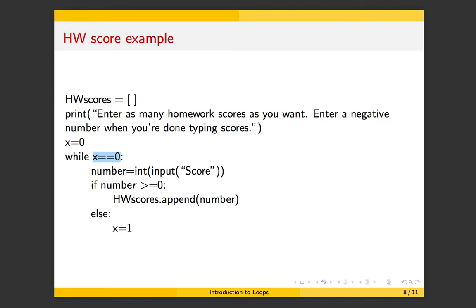And then once you go inside the loop, what does it say to do? You grab a number from the user. They give you a score. If that score number they gave you is 0 or bigger, you're going to throw that number into the homework scores list using the append function. Otherwise though, right, what if it gave you a negative number? Then you change the value of x to 1, and suddenly this statement's not true anymore. So the loop will terminate.